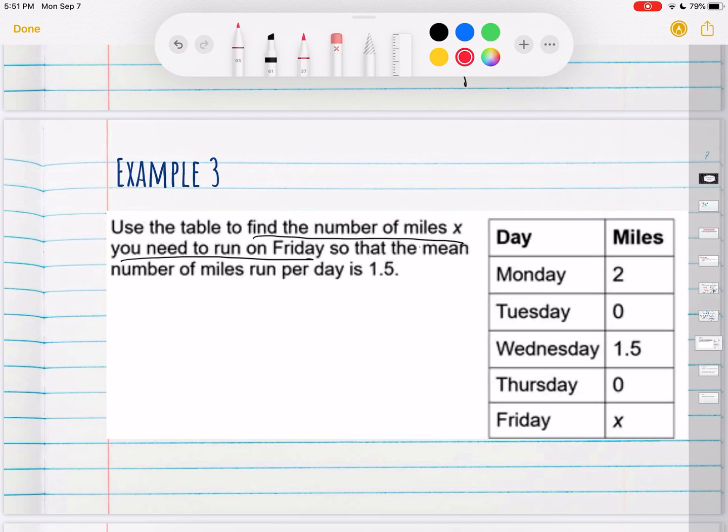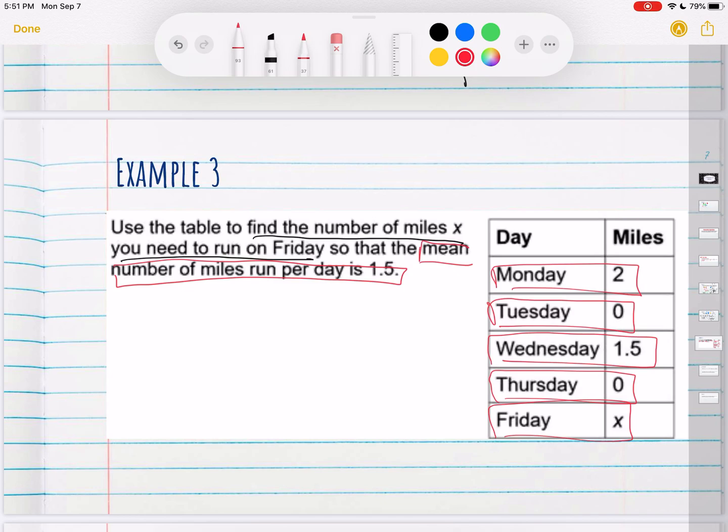Now, what is my key information? I want the mean number of miles run per day to be 1.5. That is important. The number of miles I ran on Monday is important. Number of miles I ran on Tuesday is important. Number on Wednesday is important. Number on Thursday is important. And number on Friday is important.